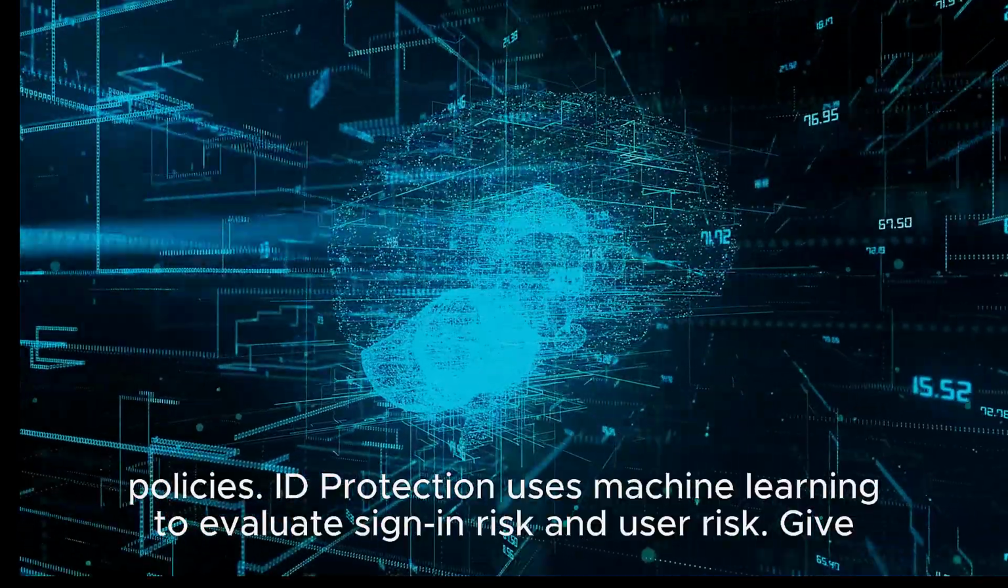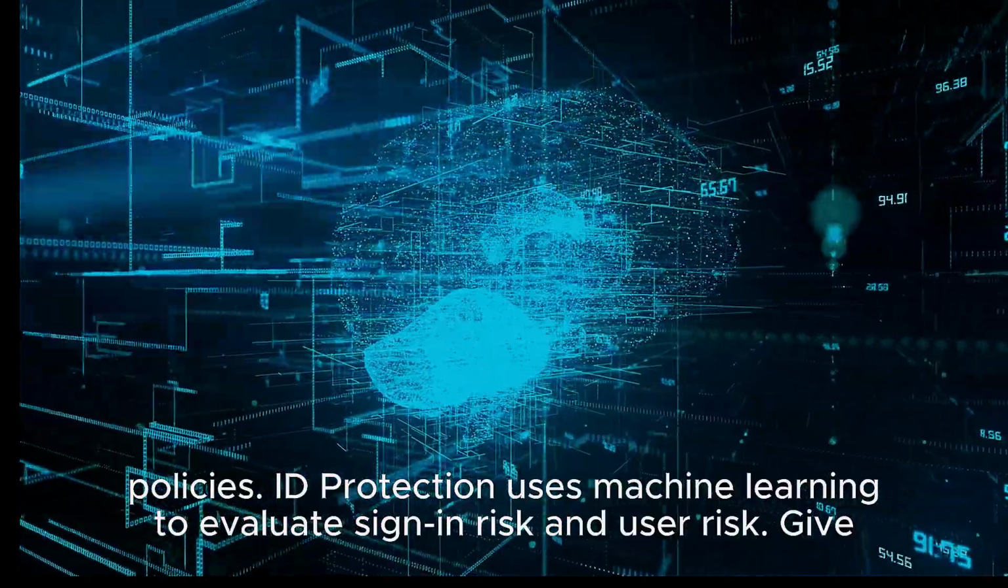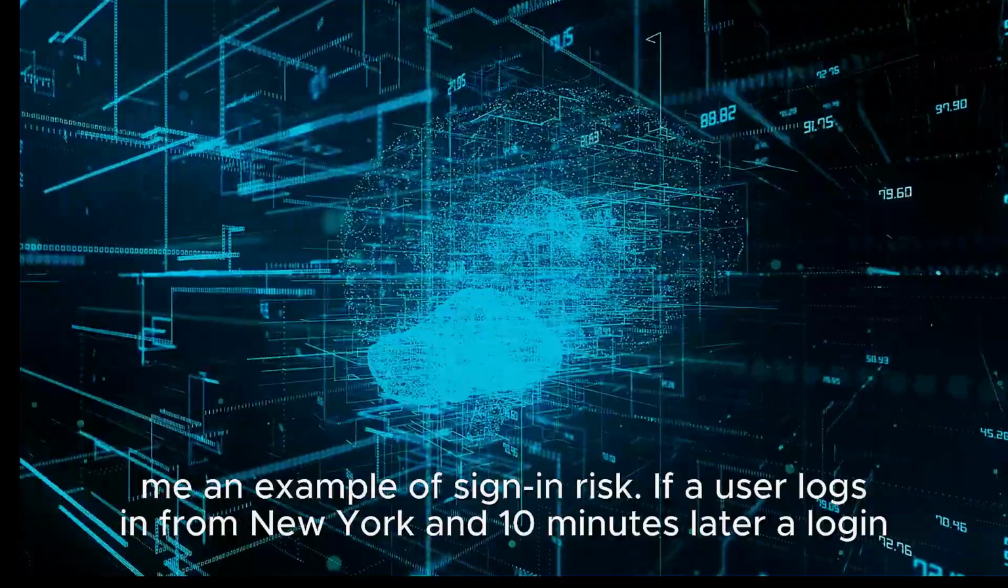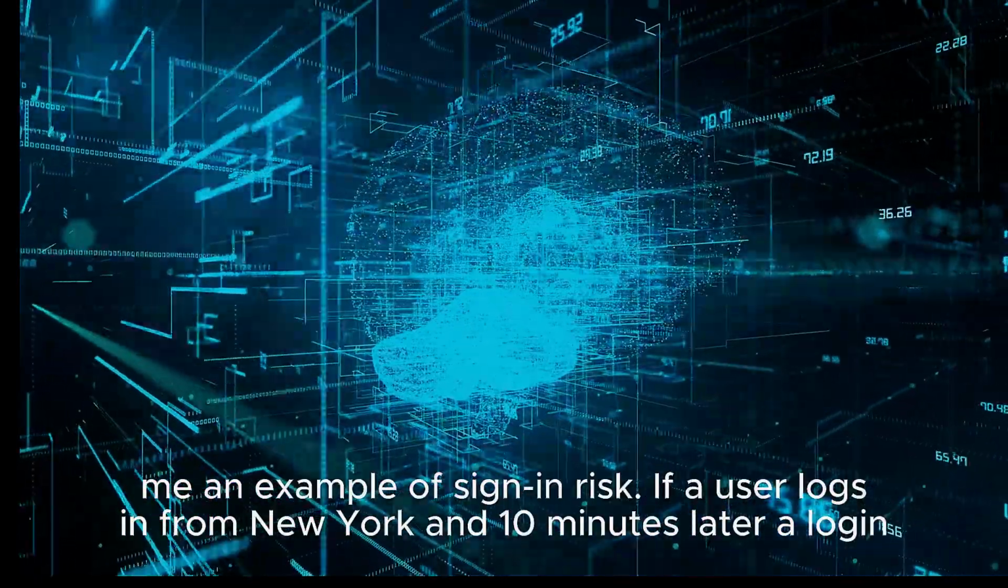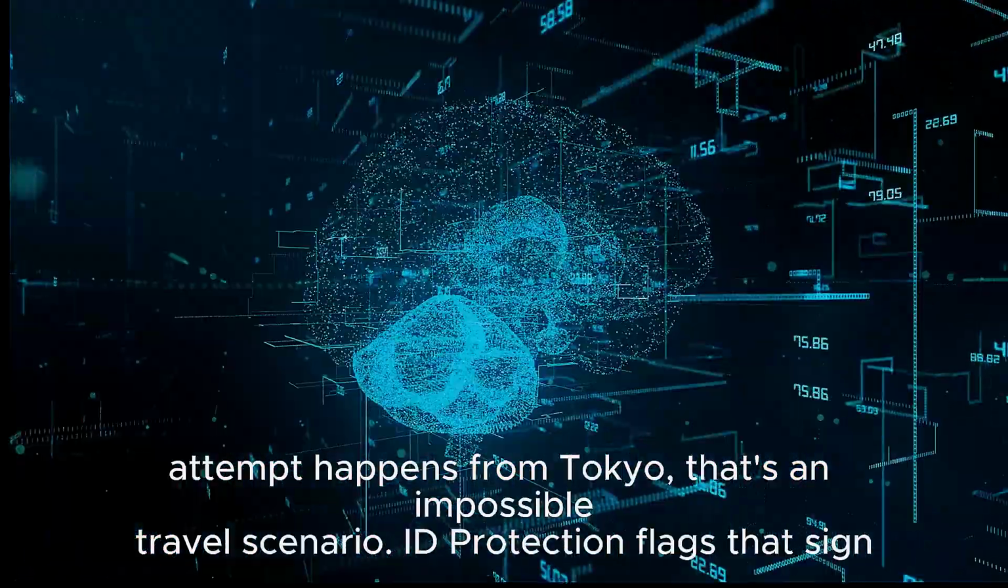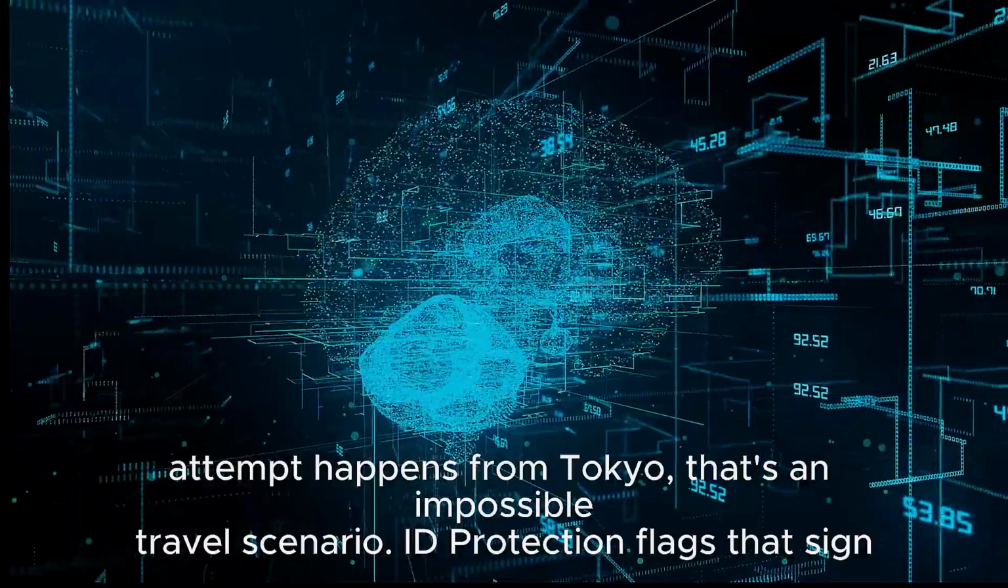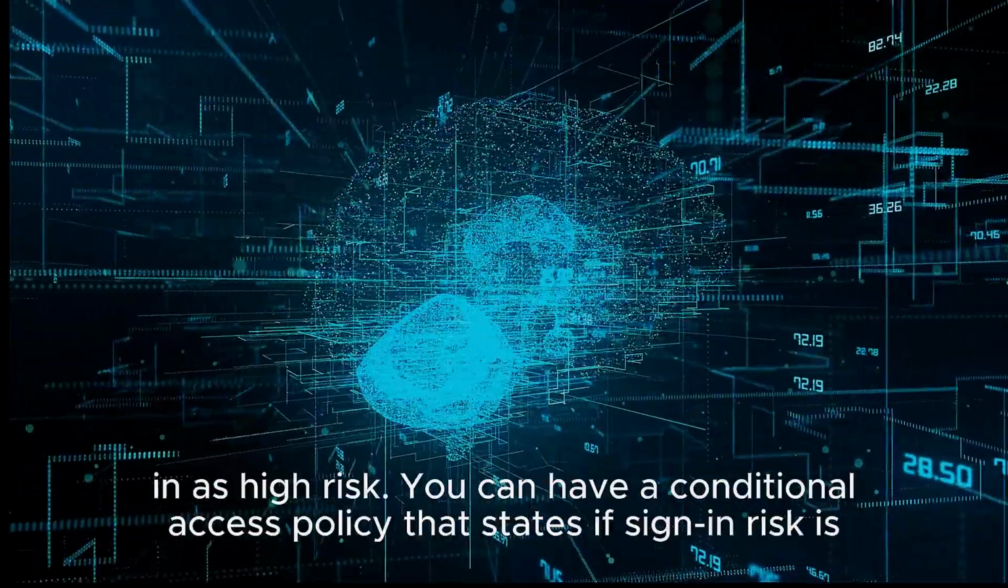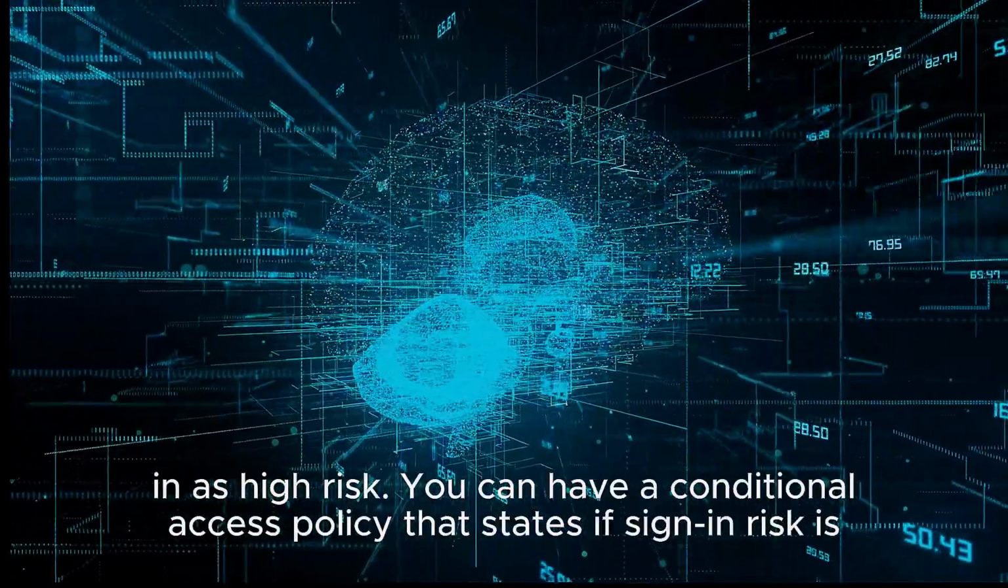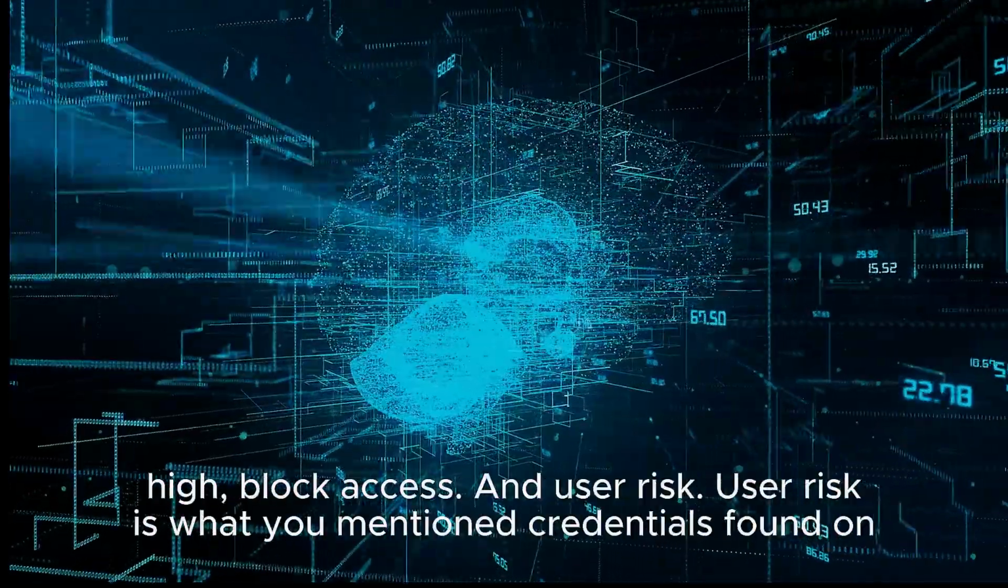ID protection uses machine learning to evaluate sign-in risk and user risk. Give me an example of sign-in risk. If a user logs in from New York and 10 minutes later a login attempt happens from Tokyo, that's an impossible travel scenario. ID protection flags that sign-in as high risk. You can have a conditional access policy that states, if sign-in risk is high, block access.